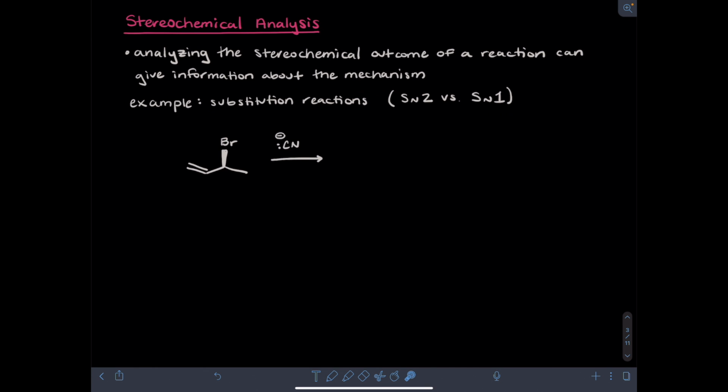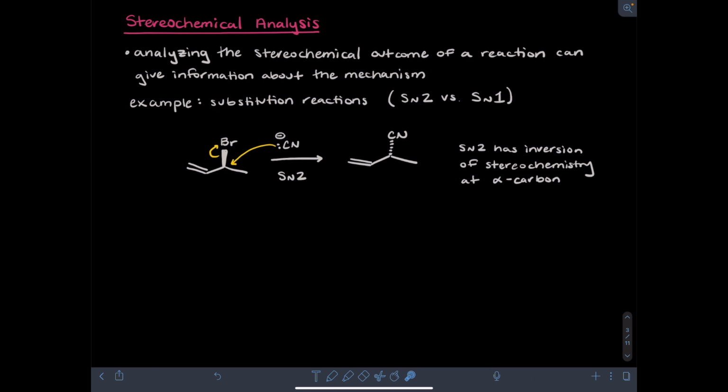Let's consider the following alkyl bromide, where in this case the alpha carbon, the one attached to the bromine, is a chiral center, and it is also allylic, being adjacent to an alkene. In an SN2 potential mechanism, the cyanide nucleophile would attack the alpha carbon, and the loss of leaving group would occur in the same step. The SN2 reaction causes an inversion of stereochemistry at the alpha carbon. So if an SN2 reaction had occurred, the cyanide group should be added as a dash in this molecule's orientation.